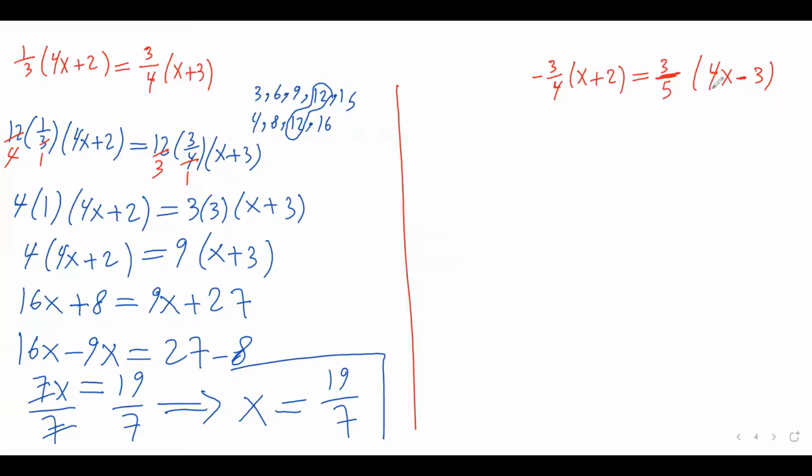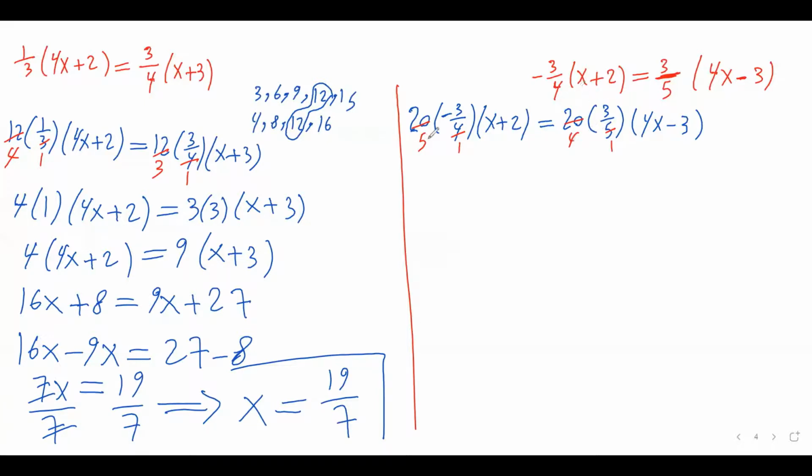So we have to multiply both sides of the equation by 20. So let's do that. 20 times negative 3 over 4 bracket x plus 2, that's my left side, equals 20 times 3 over 5 bracket 4x minus 3. So let's simplify and get rid of these fractions. 4 over 4 is 1, 20 divided by 4 is just 5. On the right side, 5 divided by 5 is 1, 20 divided by 5 is just 4.